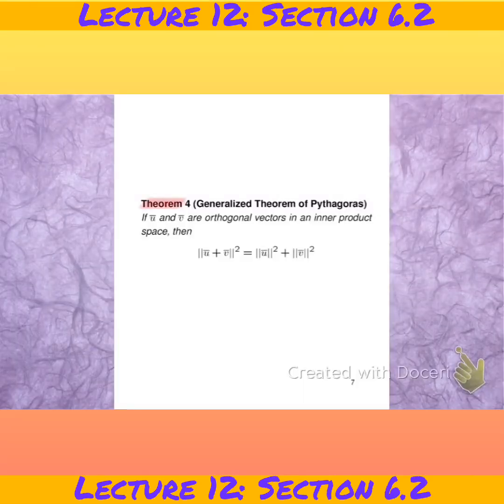Okay, and theorem 4, the generalized theorem of Pythagoras. Pythagoras still works the same. If u and v are orthogonal vectors in an inner product space, then the square of the norm of u plus v is the same as the norm of u squared plus the norm of v squared. All right, and again, it follows from this little formula here.